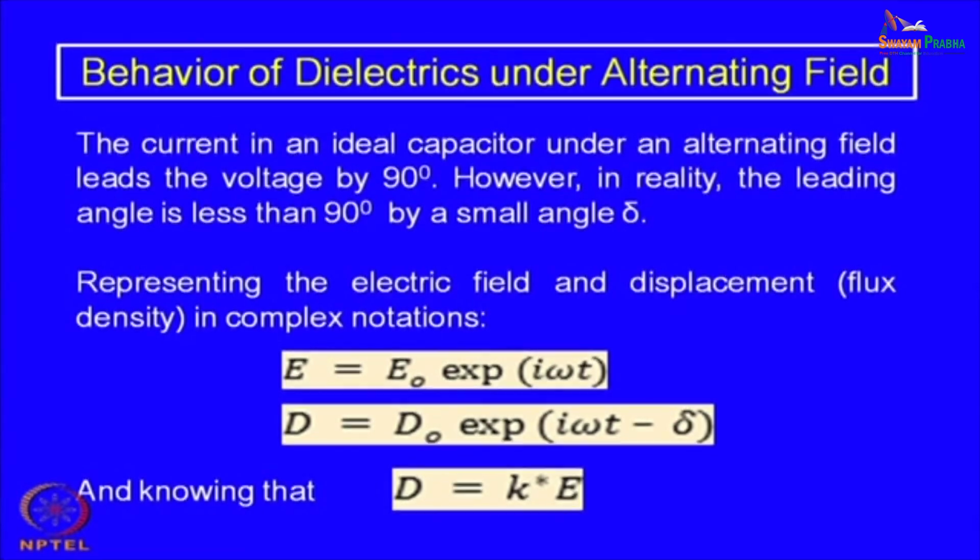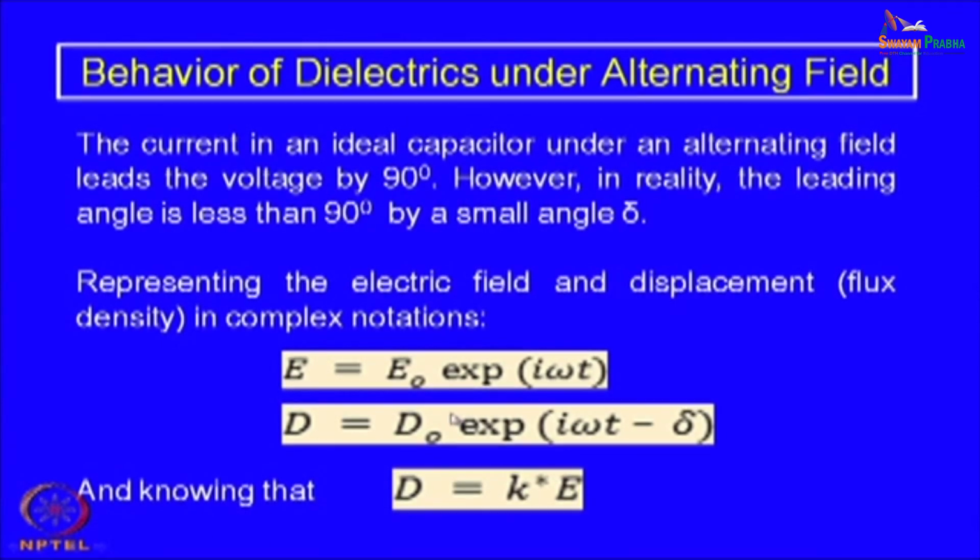However, since there is always a finite resistance or finite conductance, some very small amount of current passes through it. So, the current actually does not lead by 90 degrees, but slightly less than 90 degrees, and that angle is known as delta. So, it is less by an angle delta.